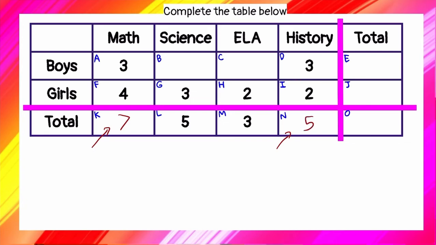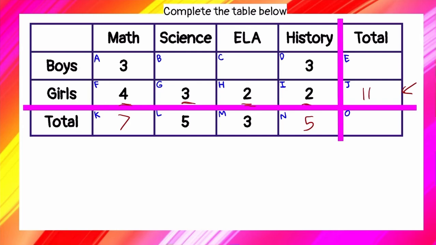Let's keep going with the totals where we're just adding. So I did K, I did N. Let's say we wanted the total number of girls. Well, I know I have 4, 3, 2, and 2. What would be the total? So when you add those, 4 plus 3 is 7, 8, 9, 10, 11 in total for the girls.